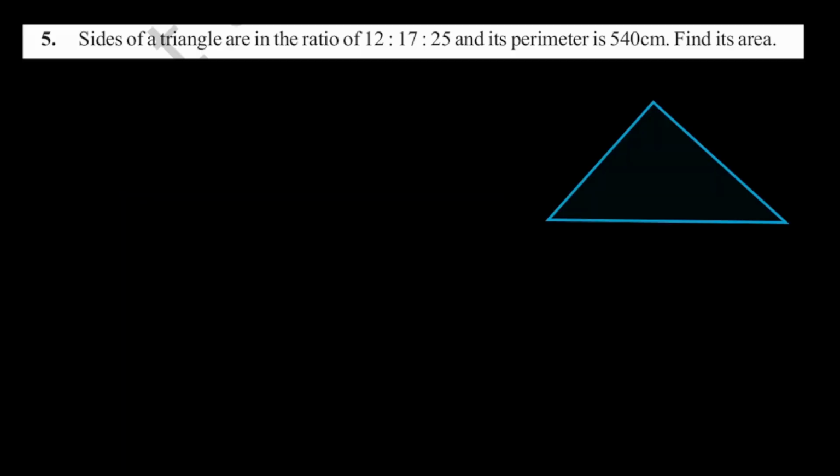So this is the fifth question. In this question, they have given the sides of the triangle in the ratio 12 is to 17 is to 25, and the perimeter is given as 450 centimeter, sorry, 540 centimeter. Find its area. How will you do this?